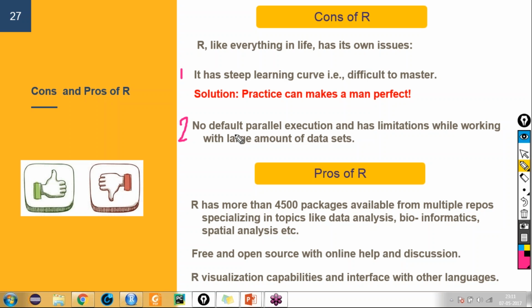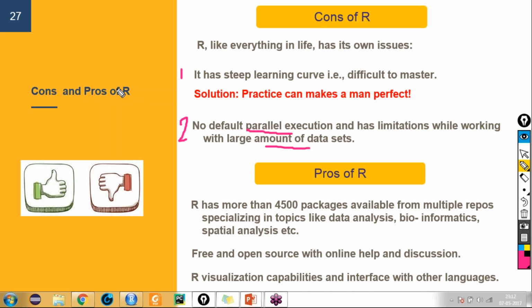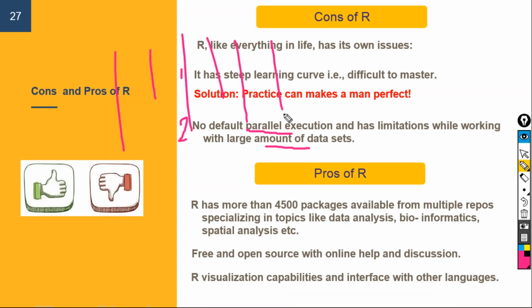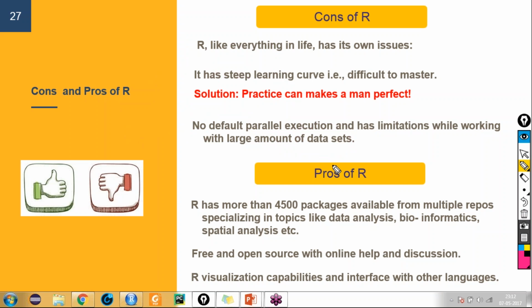And the second point is there is no default parallel execution, and it has limitations while working with large amounts of data sets. By parallel execution, I mean you cannot run two or more things at the same time. And it has a limitation while working with large data sets. So this is somewhere it lacks sometimes, that it cannot work with a large data set, correct? Okay.